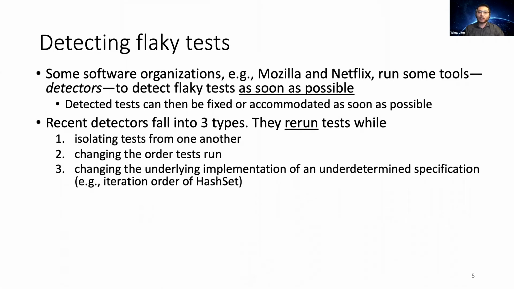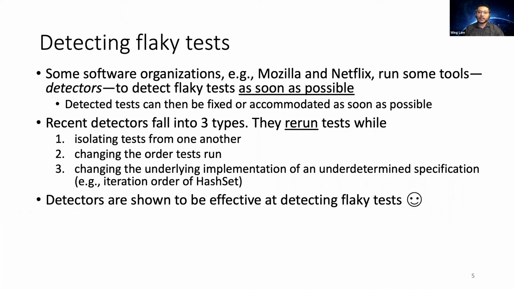So recent work has actually suggested many different detectors that fall into 3 main types. Namely, they rerun tests while isolating the tests from one another. They rerun tests while changing the order in which the tests are run. And they would rerun tests while changing the underlying implementation of an underdetermined specification. For an example, the iteration order of a hash set.